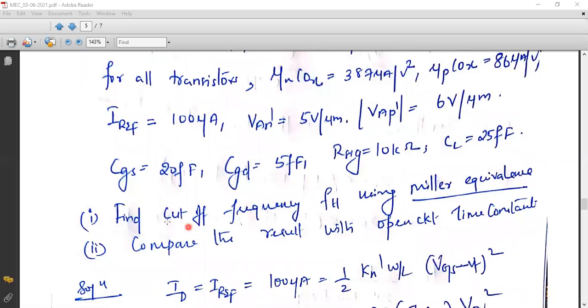So in this question, we are going to find the cutoff frequency FH using Miller equivalent as well as by using the open circuit time constant method, and we will compare whether we are getting the same answer or if there is any difference.